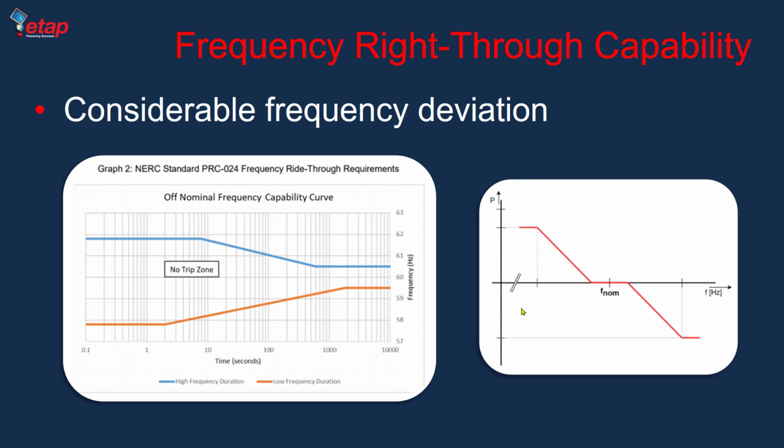If the frequency deviates, there's a range within which, for a given time, this is a no-trip zone, so the inverter, the IBR, is not supposed to trip. But within this range, the inverter or IBR still needs to make some contribution by injecting or absorbing active power with respect to the frequency.